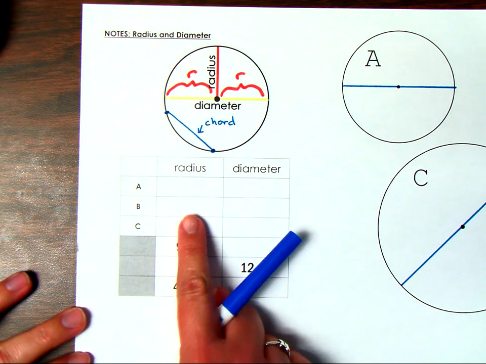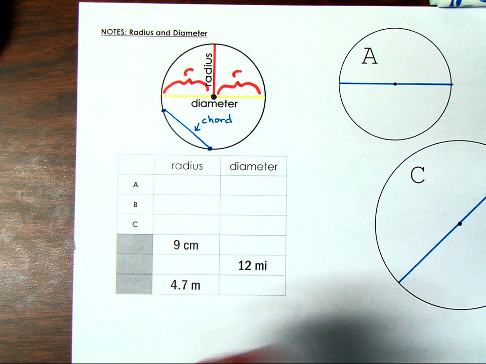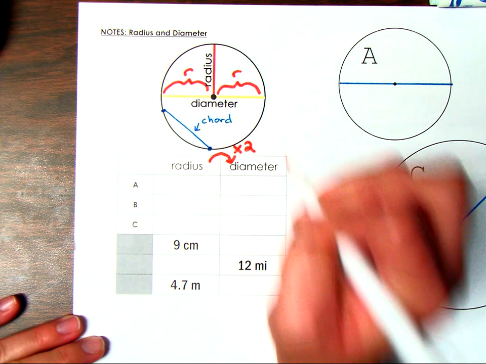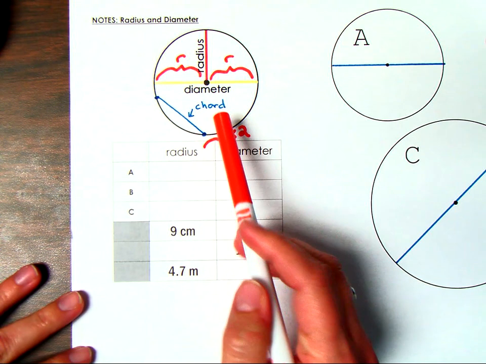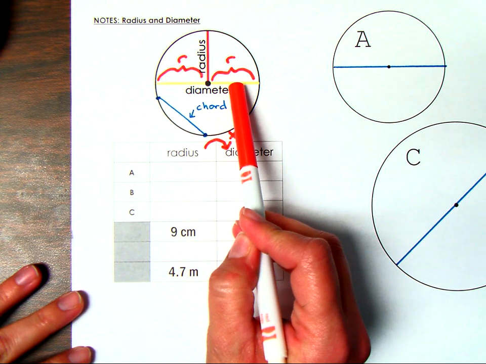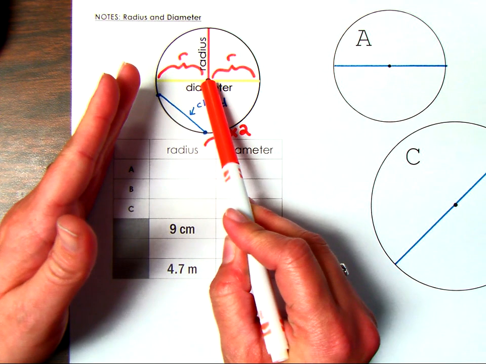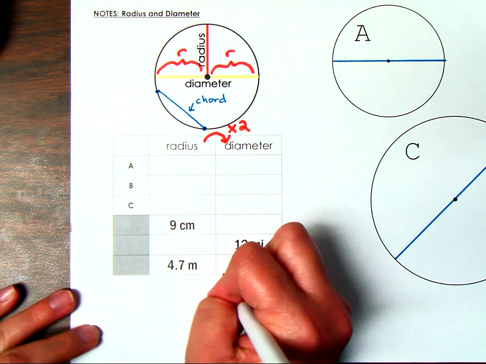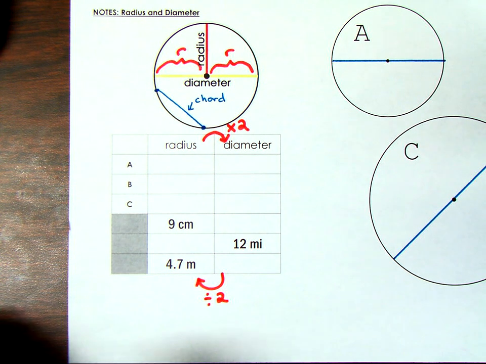So what we're going to do is fill out this table. Remember, from radius to the diameter, we multiply by 2. But if we know the diameter, the radius is half of the diameter, because there are 2 radii for each diameter, so we divide by 2. It just depends on what we're looking at, okay?